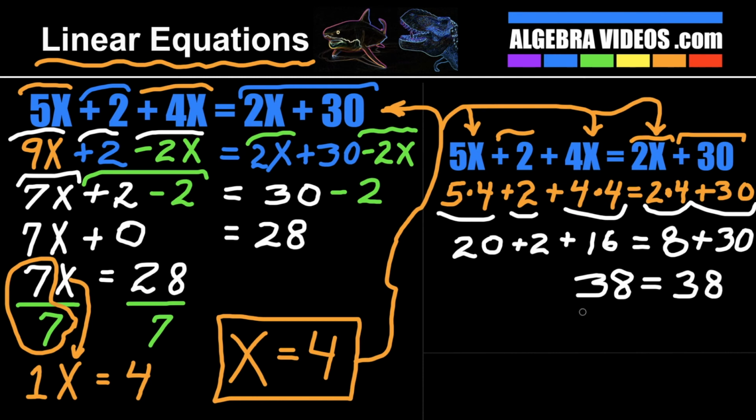So when we plugged in our 4 into the original equation, we got two numbers that equal each other. It doesn't matter what the two numbers are. It was 38 or 38 or 20 and 20, 10, 10. It doesn't matter. It's just that the equation is true. We've got two numbers that are equal, and that proves that our solution of x equals 4 was the correct solution. So I'm going to give us an A+.